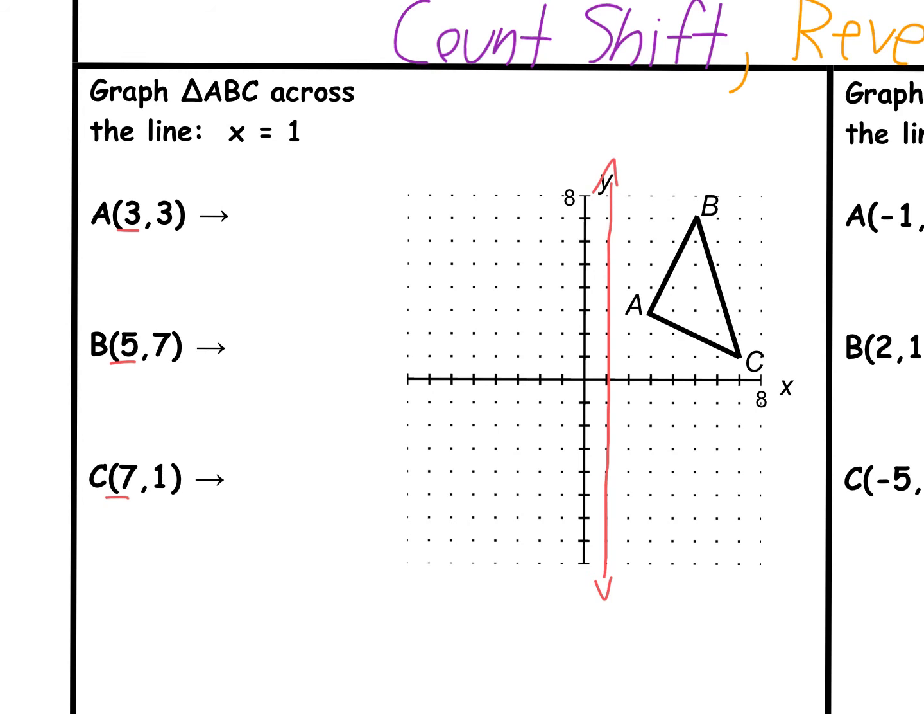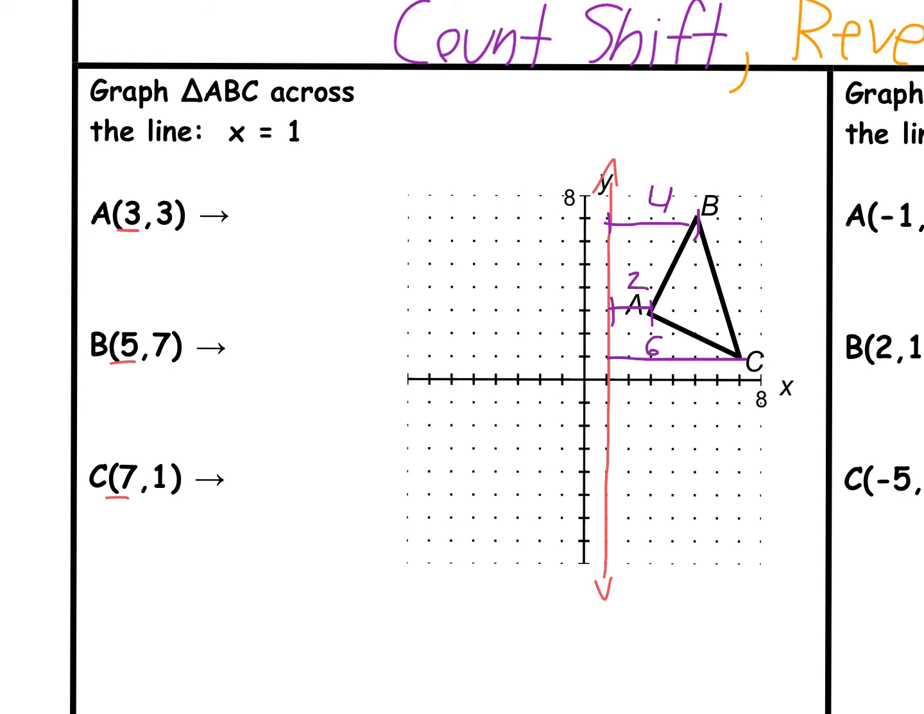With respect to each of these x values, I want to see how far they are from my line of reflection of x equals 1. Such that the A value, for instance, is 2 units away, or 2 units to the right of our line of reflection. Our B value is 4 units, and our C value is 6 units.